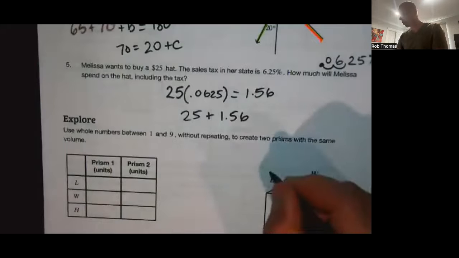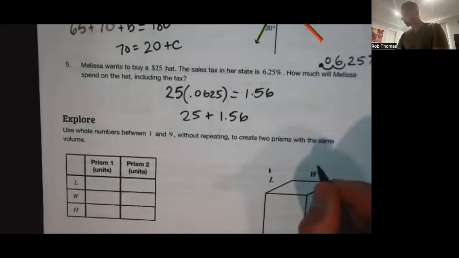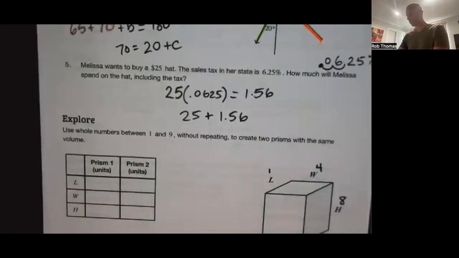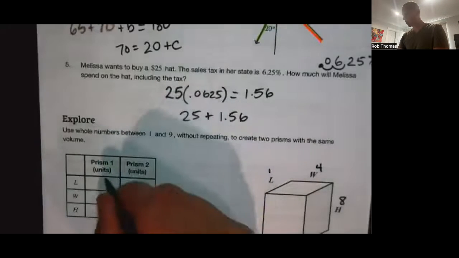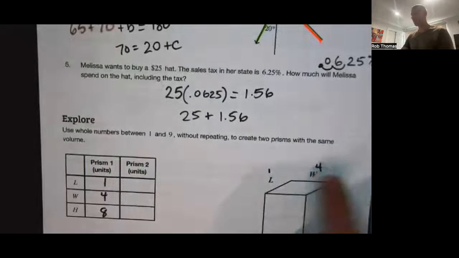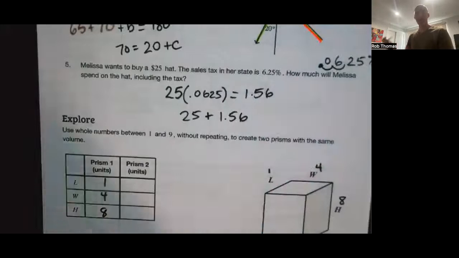So what if we did like 1, 4, and 9? No, I'm gonna go 8. 1, 4, and 8. What if I did 1, 4, 8? Now its volume would be 1 times 4 is 4, and then times 8 is 32. So if I could just come up with 3 other numbers that I haven't used, where when you multiply them you get 32, then I'm good.